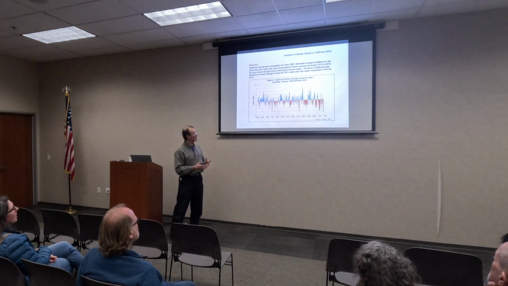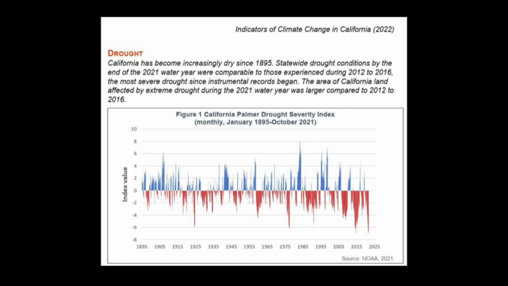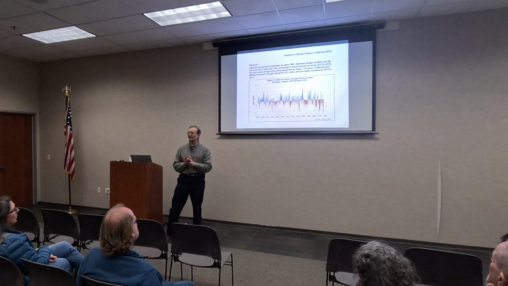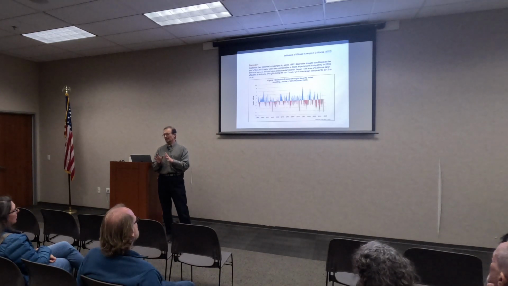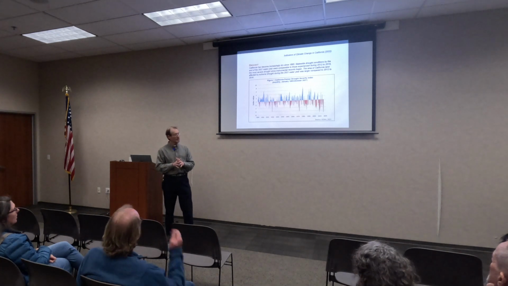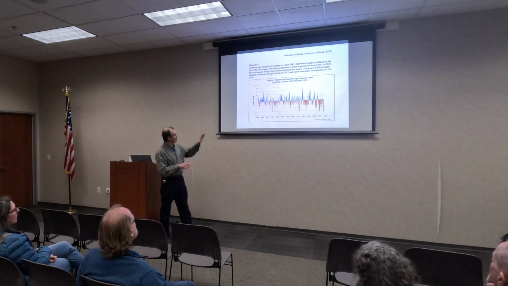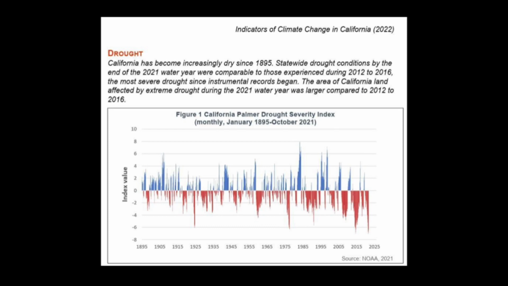Just a little bit about drought. This is a graph of the Palmer Drought Index. It's not a graph of precipitation, but it's an indicator of what kind of stress, drought stress, plants are under, including trees. Everything in blue is a wet year. Everything in red is a drought year, okay? So this shows a couple of things worth noting.